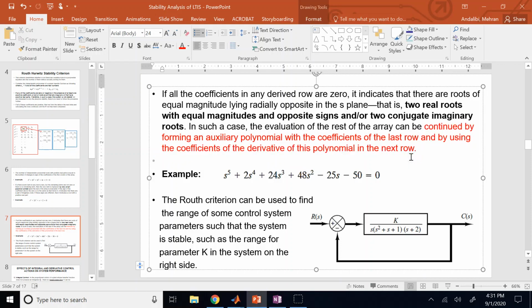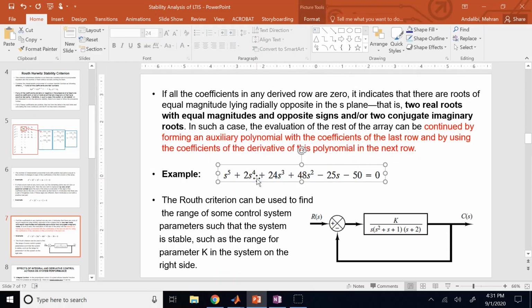Okay? So we replace that row of zeros by the coefficients of the last row. We form an auxiliary one, we neglect that, and then we take the derivative of those coefficients, and then we form the next row. So let's take a look at this interesting case and do it.